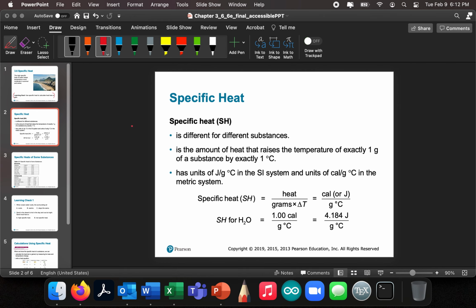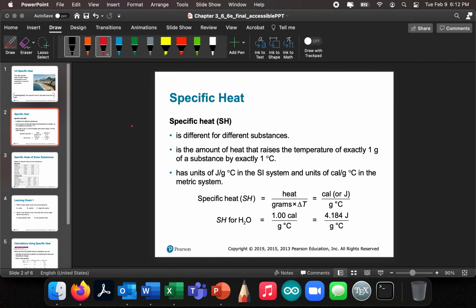All right, so first of all, again, specific heat is defined in the following way. Specific heat is the amount of heat that raises the temperature of exactly 1 gram of a substance by exactly 1 degree centigrade, right? So how much heat does it take to increase the temperature of 1 gram of something by 1 degree centigrade? That's its specific heat. It's different for all substances, okay? And it has the units of joules per gram degree centigrade. Sometimes we say calories per gram degree centigrade, right?